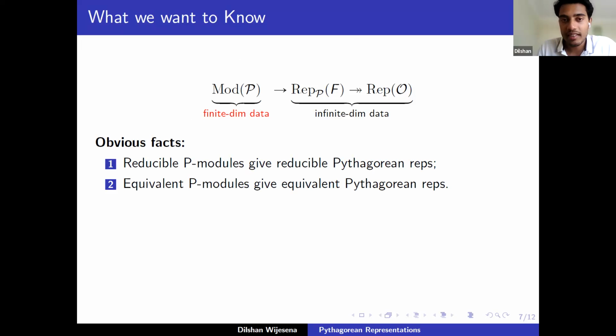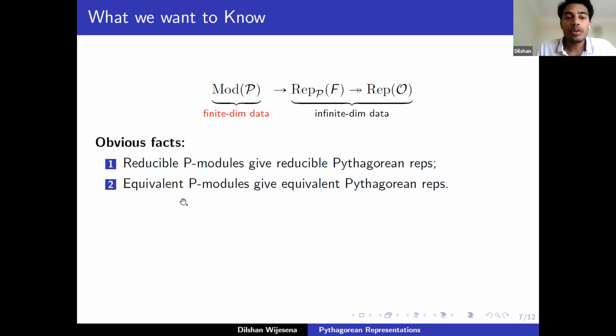So there are actually some quite obvious statements that we can say already. The first one is that if we have a reducible P module, so a P module is reducible if we have two subspaces which are orthogonal and are invariant under A and B. Okay, that's what a reducible P module is. Then in this case, our Jones machinery is going to give us a reducible Pythagorean representation.